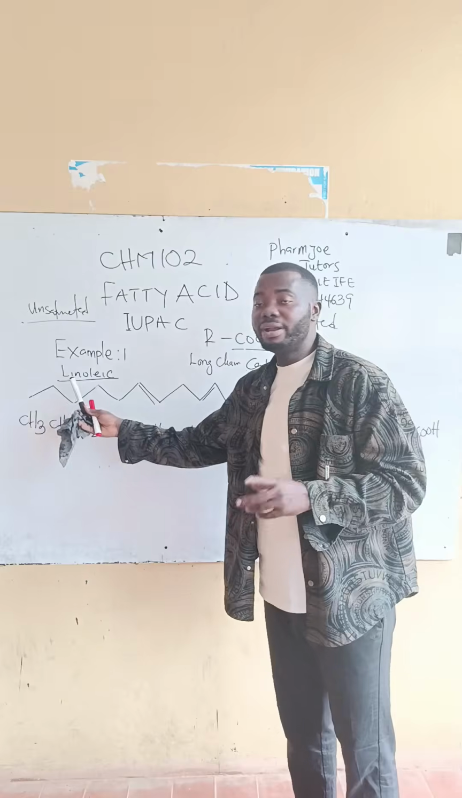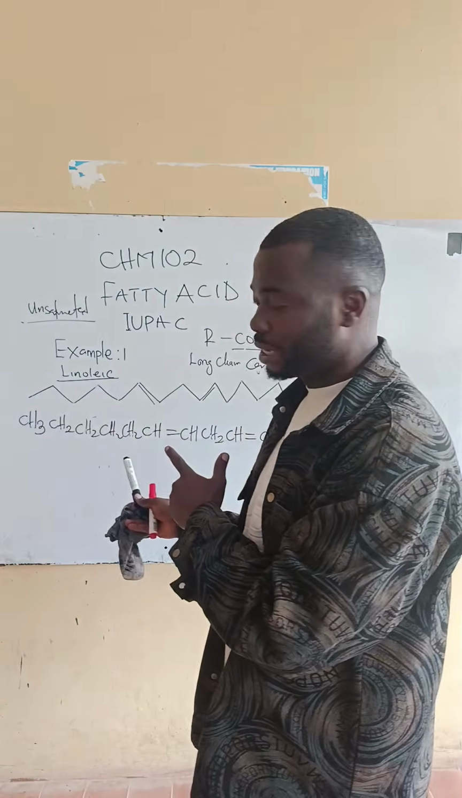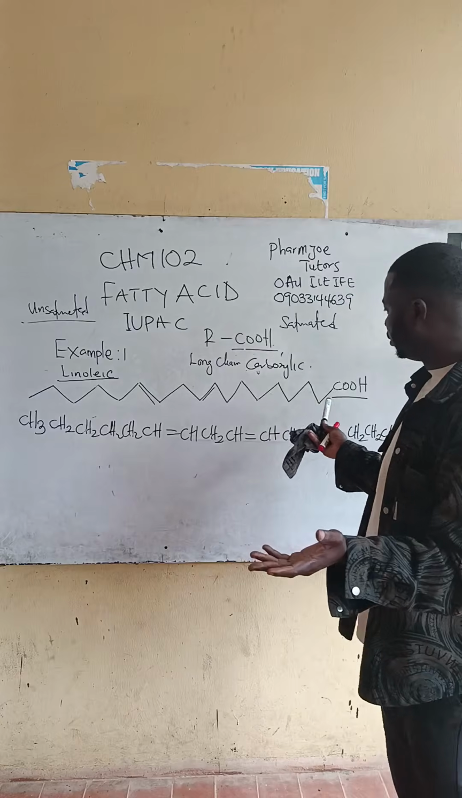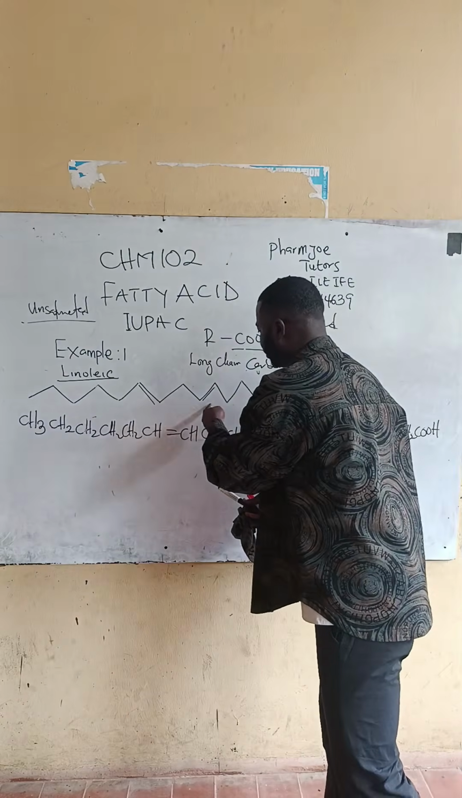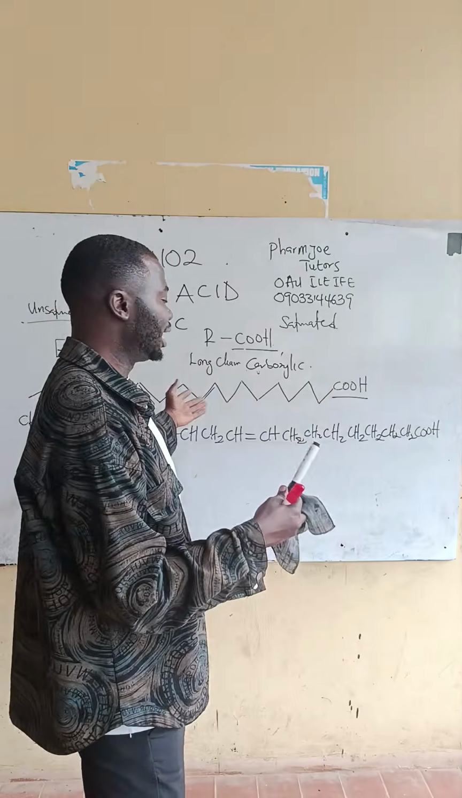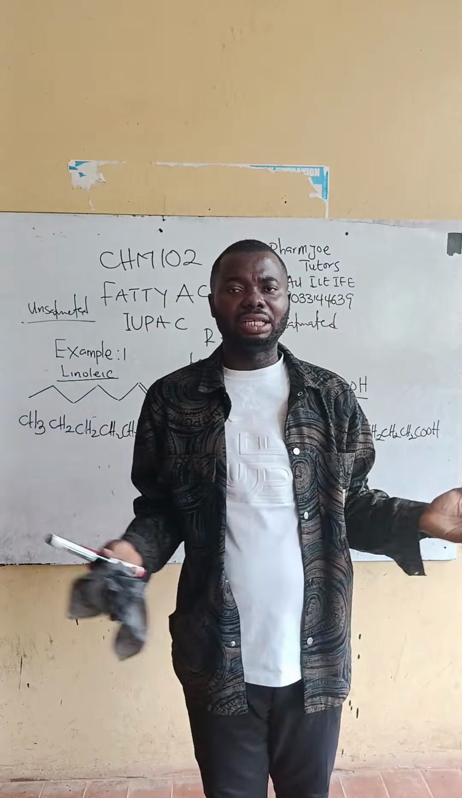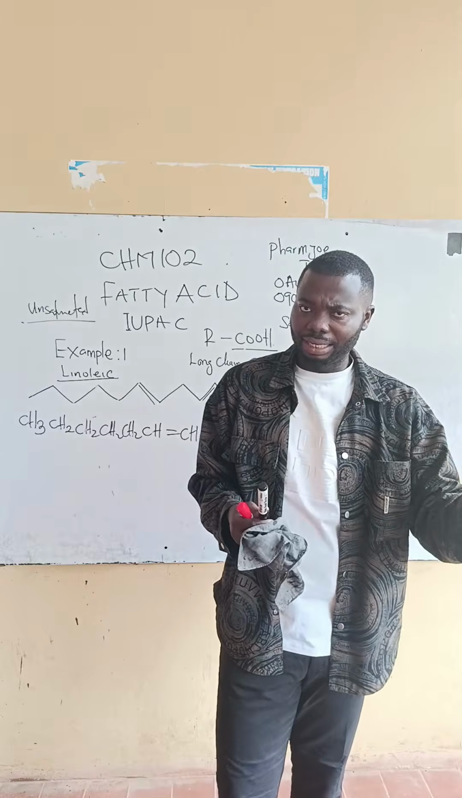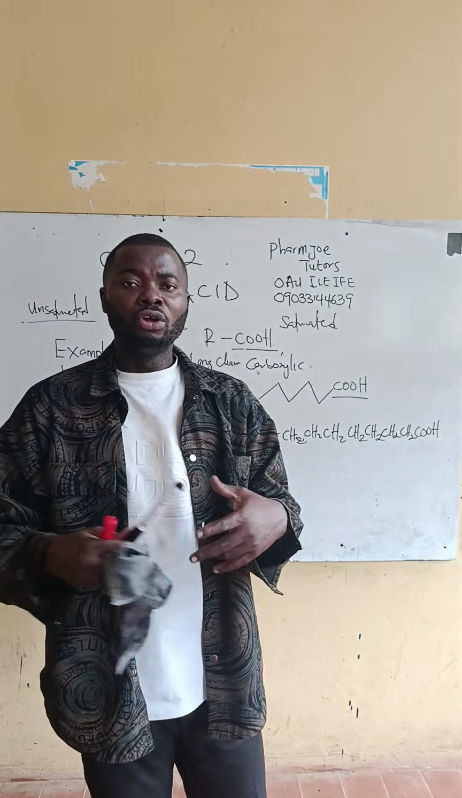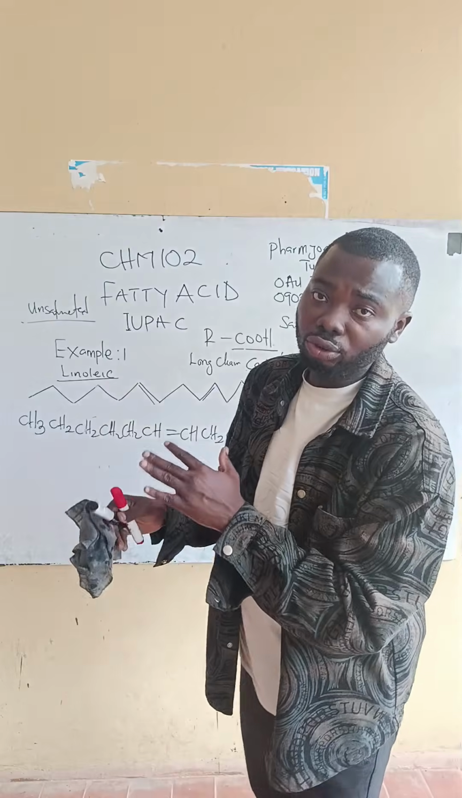The common name of this fatty acid is linoleic acid. One thing about this linoleic acid is that you can see it has a double bond. Because it has a double bond, I call it a what? Unsaturated fatty acid. We have a couple of natural unsaturated fatty acids. We also have those that are saturated, that do not have a double bond.